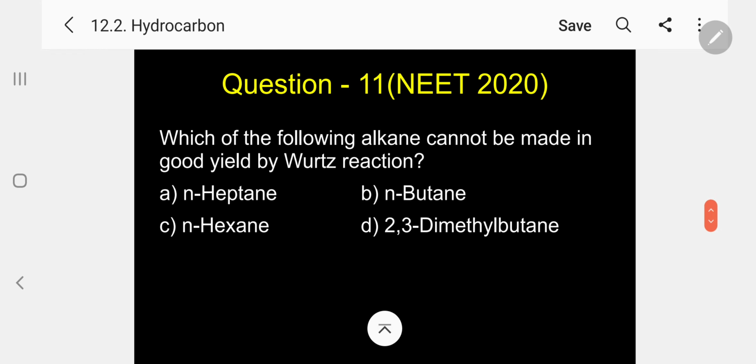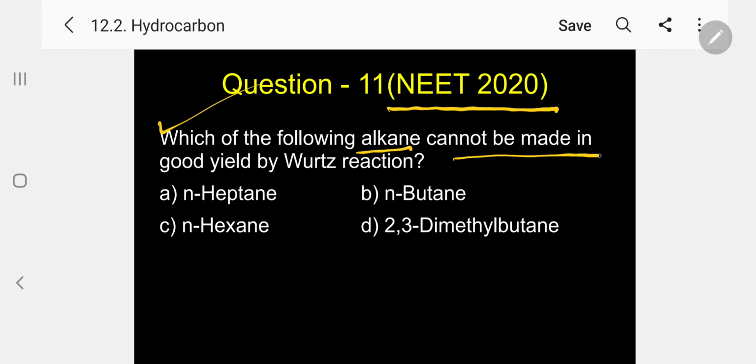The next question, 11, which was asked in NEET 2020. Which of the following alkanes cannot be prepared in good yield by Wurtz reaction? Please follow. So what is the trick here? You must know what Wurtz reaction is, otherwise you cannot answer. Options are A, n-heptane, B, n-butane, C, n-hexane, D, 2,3-dimethyl butane.